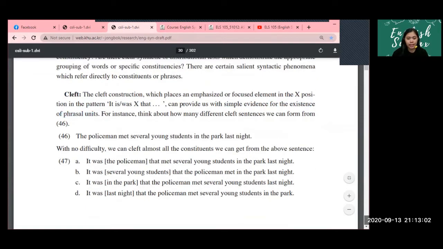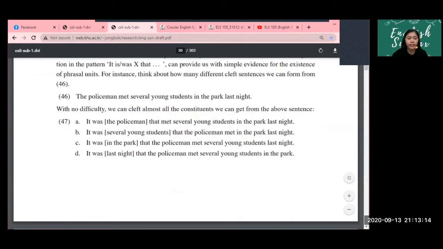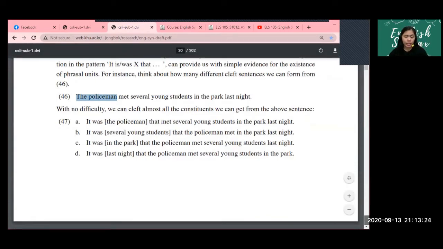For example, let's have the sentence, the police met several young students in the park last night. With no difficulty, we can cleft almost all the constituents we can get from the above sentence. Let's start first with the policeman, which is a constituent. Let's try to put that in the X position in this pattern, it was X or it is X that.